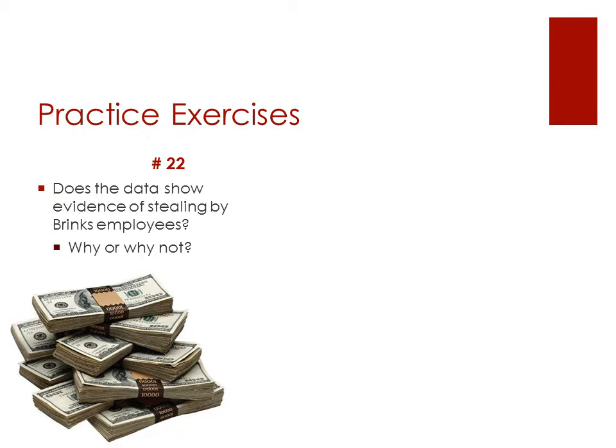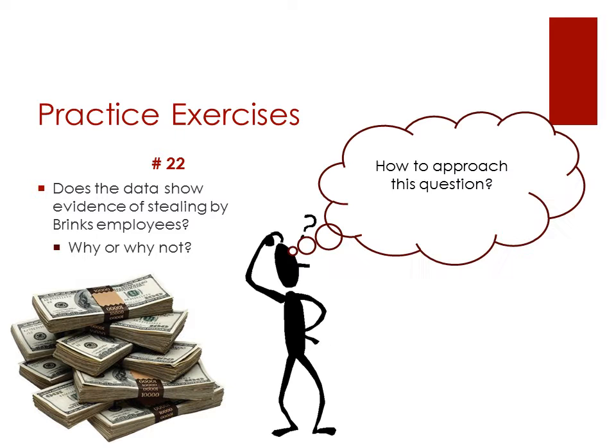Here we've got problem number 22. And here we're looking at data, collection data from two different security companies. So one is Brink's Security Company, and the concern is that are they stealing? So we need to go through and look at our data to assess, do we have reasons to believe that these individuals, employees working for Brink's, are stealing when they're picking up the money from the parking meters? So let's take a look at how we're going to approach this particular question.